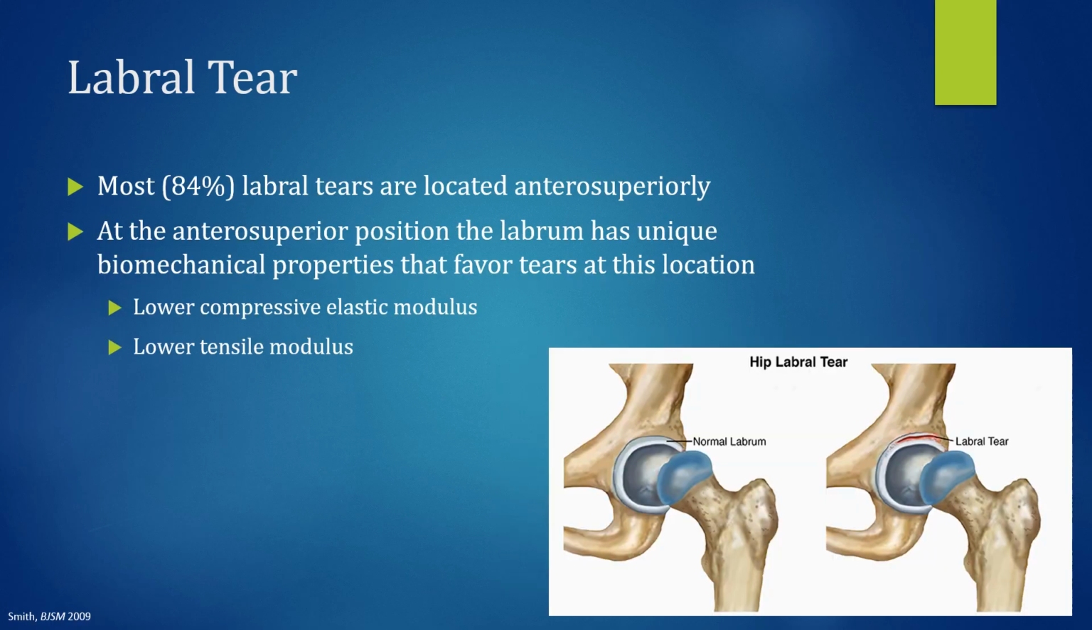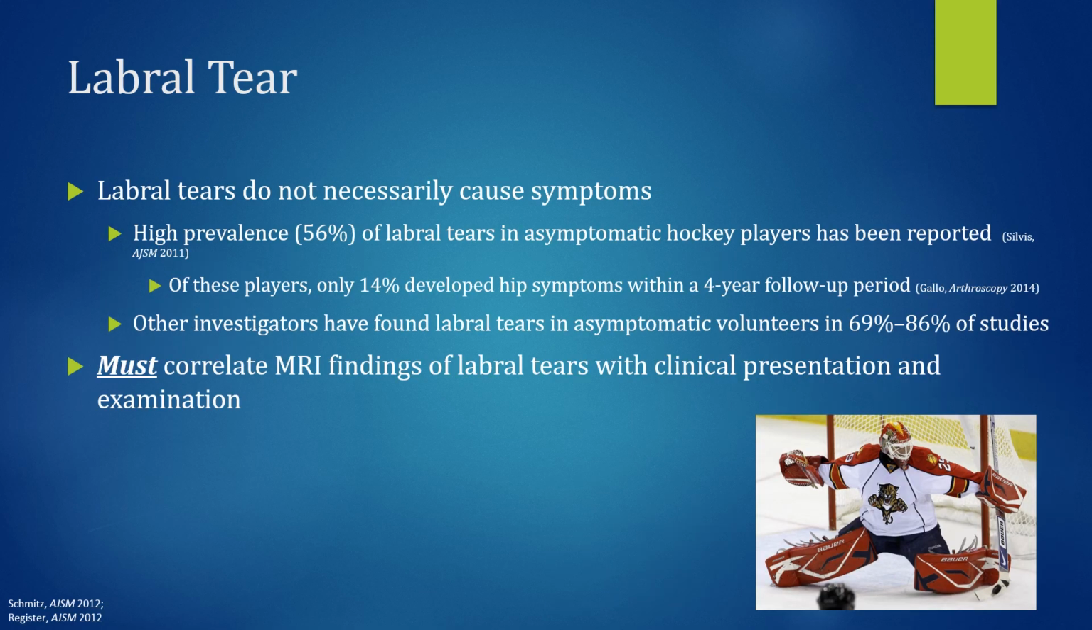We touched on this earlier about how the majority of the labral tears are within the anterior superior region. This is largely due to the different properties of the anterior superior labrum as compared to the other parts of the labrum. It's sort of the weak spot of the labrum, since it has a lower ability to respond to compressive or tensile forces.